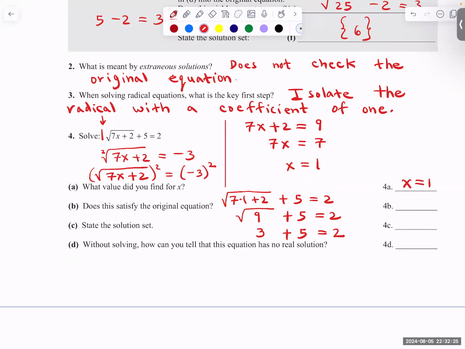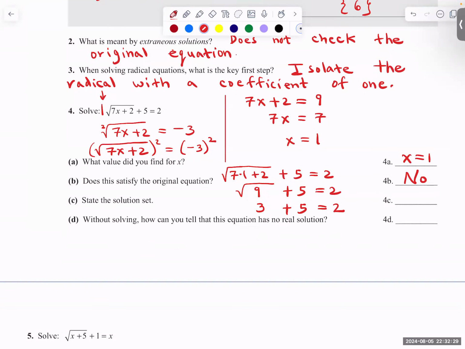The answer is no. Part B. The solution set is the empty set. There is no solution. So we've just used a pair of curly braces, the empty set, to mean no solution, since the solution, 1, is an extraneous solution. Or we can use the null set symbol to indicate no solution.